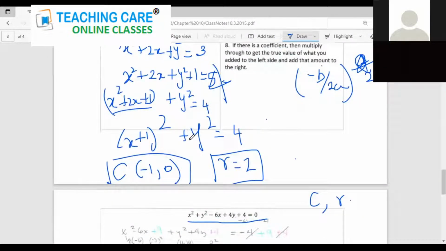So use your completing square method. Just try to find the center and radius and length. Again, I'm saying take the constant term to the other side. Then you just add (b by 2a) to both the sides and do it.